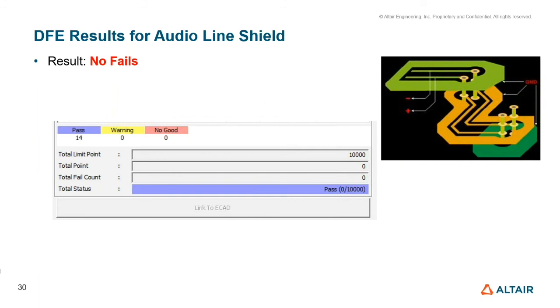One last question here, I think: does Altair DFE support batch processing? Yes, it does. In fact, it has various API functionalities for PDM and PLM links as well. PDM basically means product data management, and PLM basically means product lifecycle management.